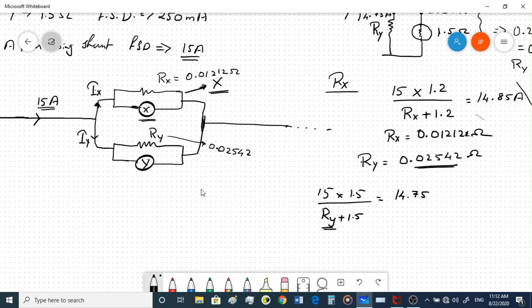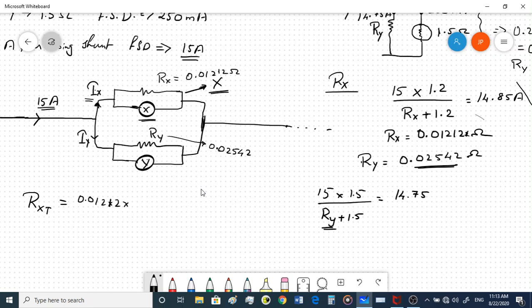Now what you can do is find the total resistance of this meter. If you want to find Ix, you will have to have the resistance of this meter and this meter separately. So let's call it Rxt, the total resistance, by combining these two resistances. X meter has a resistance and the shunt resistance also has a resistance. Rxt will be equal to, you will have to apply the parallel rule.